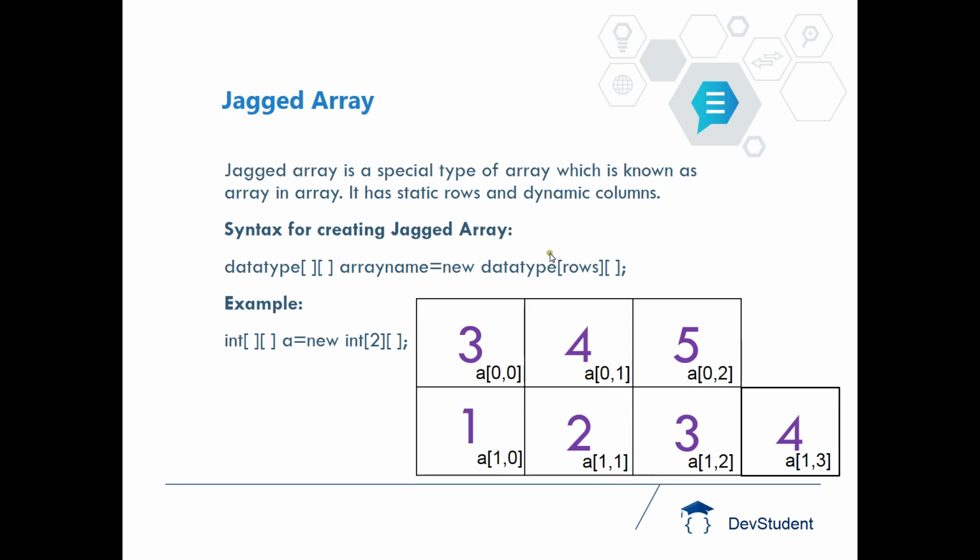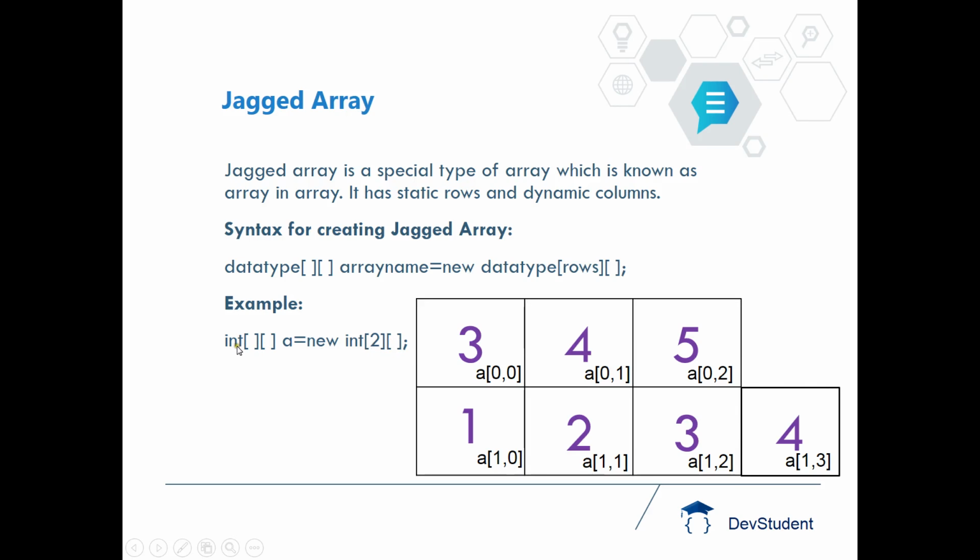You can also see it looks like an array in an array. The first row is like a single dimensional array. The second row again looks like one more single dimensional array. Every row looks like one more array, so it is called an array in an array. One more example code we have is int square brackets open close space a equal to new int of 2, and the columns are not mentioned here.